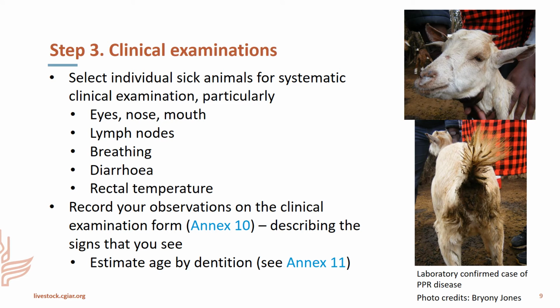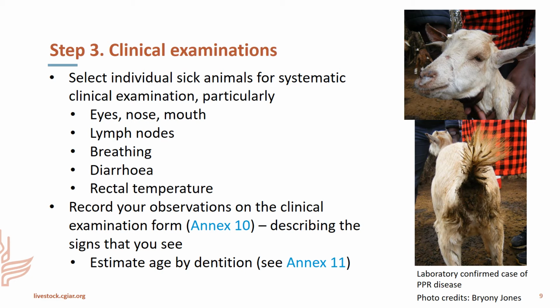The next step is to select a few animals for clinical examination. Choose animals that represent the range of signs that you see in the flock as a whole. Be systematic with your clinical examination, starting at the front of the animal and moving backwards to the hindquarters, paying special attention to the eyes, nose, mouth and lymph nodes. Observe how the animal is breathing and check for evidence of diarrhea. Finally, take the rectal temperature.